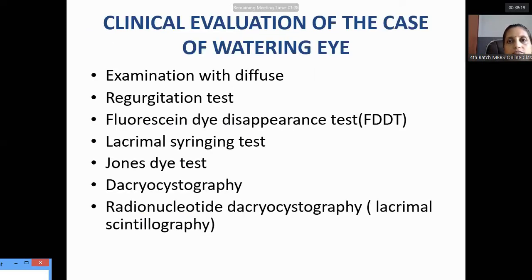So what are the evaluations for the watering eye? Examination under diffuse light, regurgitation test, fluorescein dye disappearance test, where we put a fluorescent dye and see whether it is coming or not by putting a cotton in the nasal mucosa, and syringing, Jones dye test, dacryocystography, and radionuclide dacryocystography, which is called lacrimal scintigraphy.